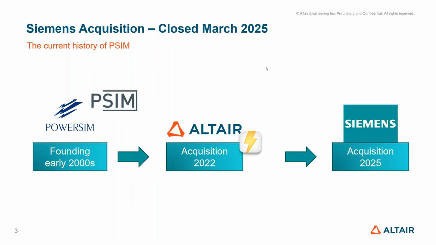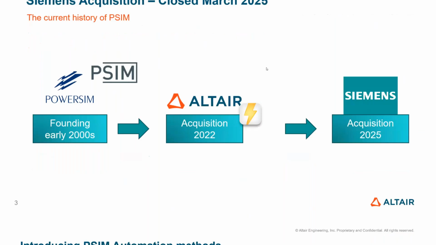Then the company PSIM was acquired by Altair 3 years ago, in early 2022, and this brought a lot of integrations and additional features to PSIM. And we hope that with the acquisition of Altair by Siemens now in March 2025, this will bring even more potential to the tool, helping us transition from the 1D domain to multi-physics approaches and having integrations with multi-physics tools and data analytics and AI tools.